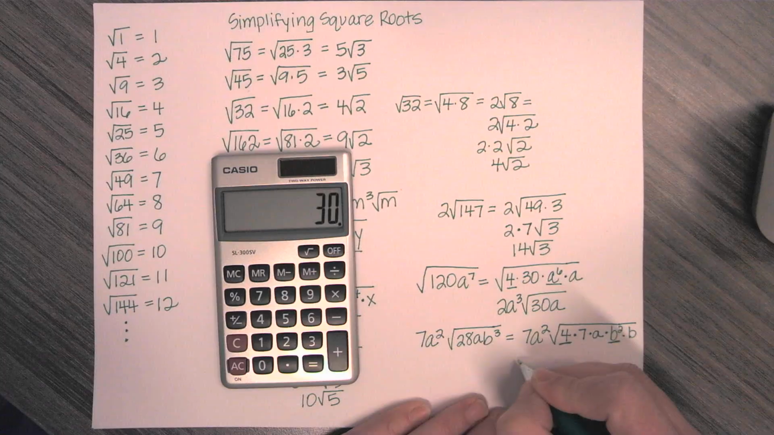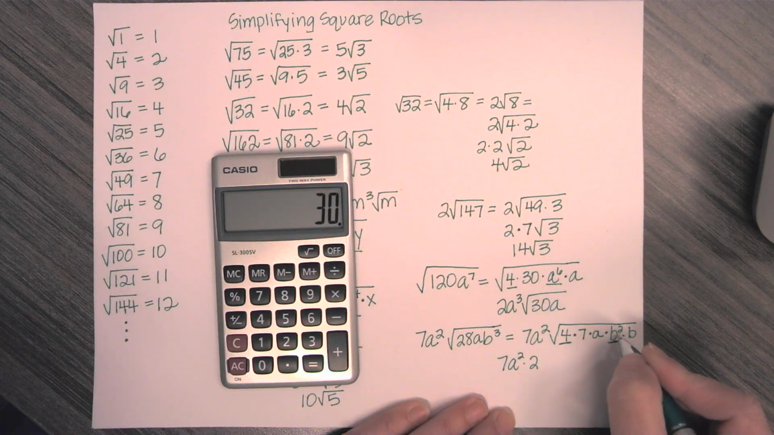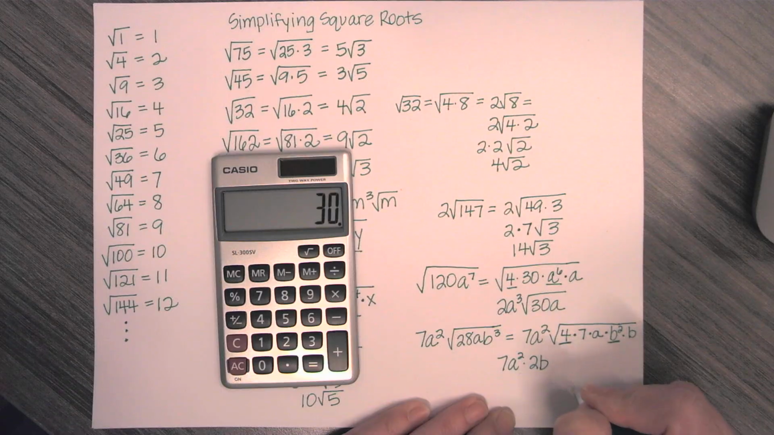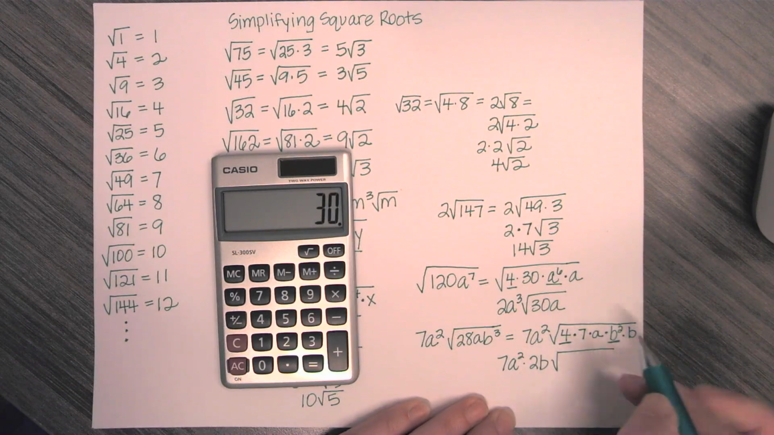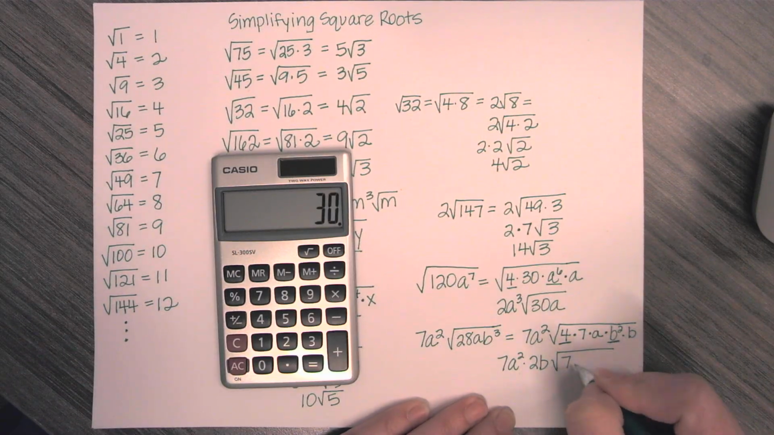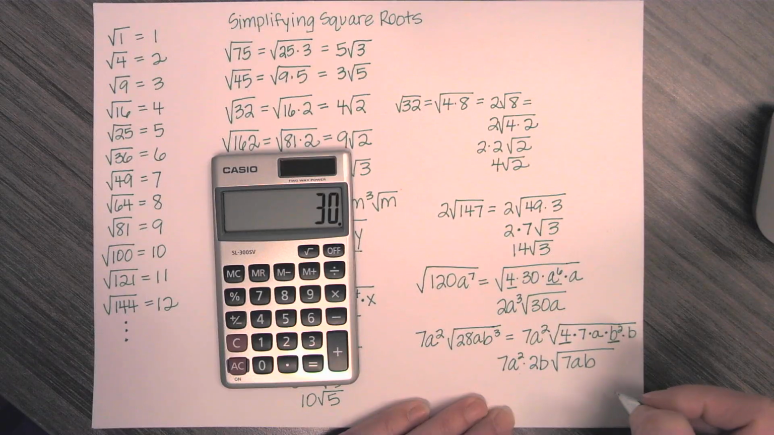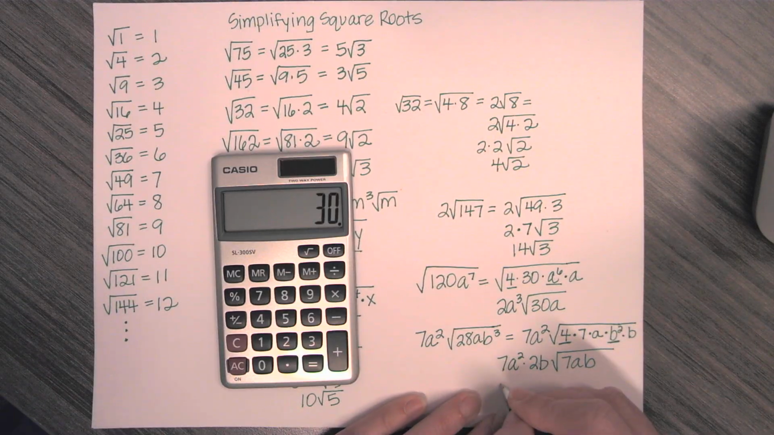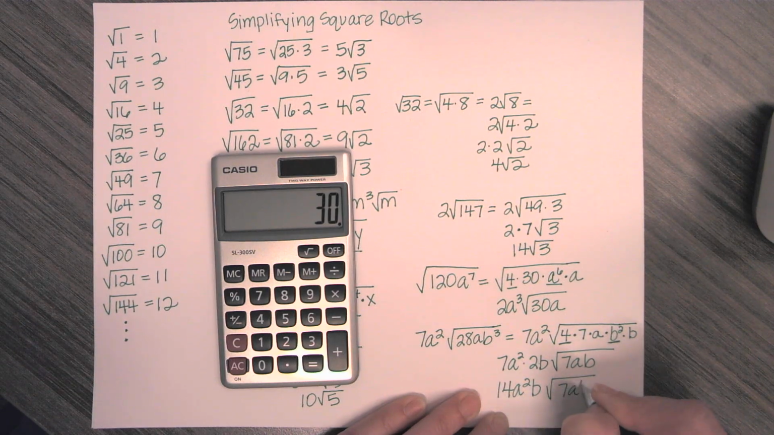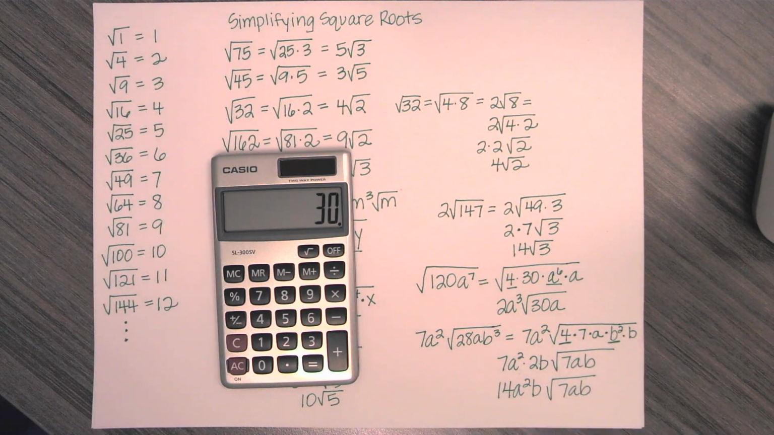So the square root of 4 is 2, and the square root of b squared is b. And then let's write what's left over. We've got 7ab left underneath. Let's multiply this together. So we get 14a squared b on the outside and 7ab underneath the square root.